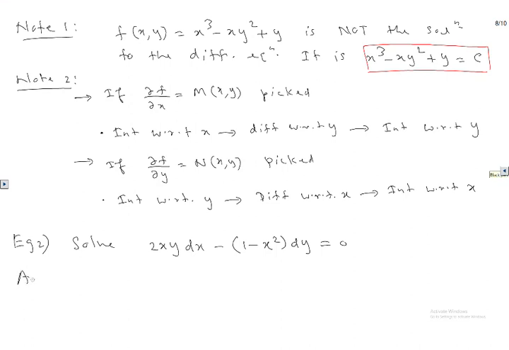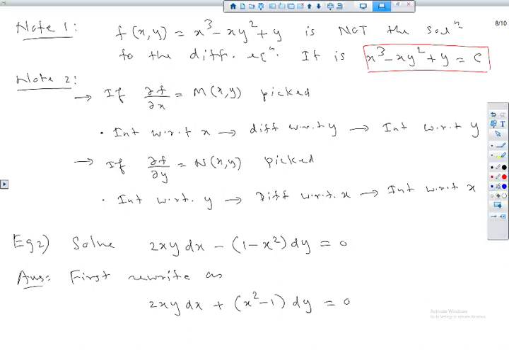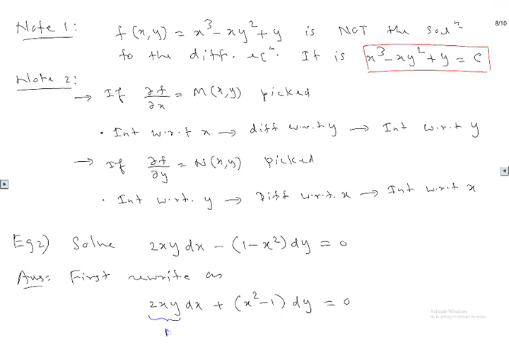So the answer, first rewrite as 2xy dx with the plus sign, switching the sign inside, because you're going to multiply by an extra negative sign. So you can write this as (x squared minus 1) dy. That's the first thing to do. You have to bring it to the right form, and once you do, you know everything. This is the M part and that is the N part. Good.